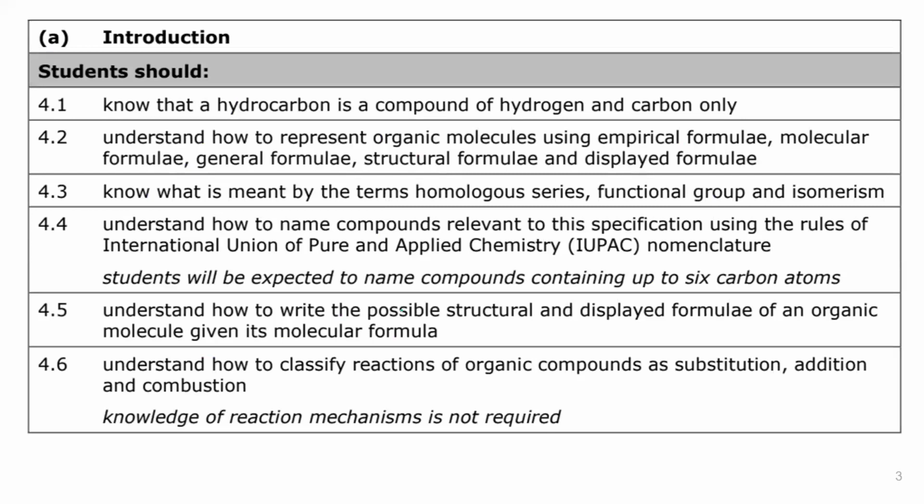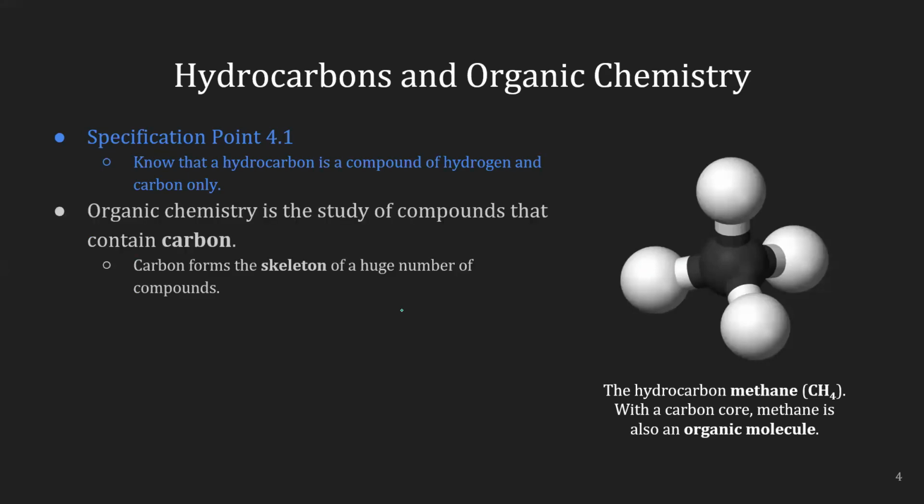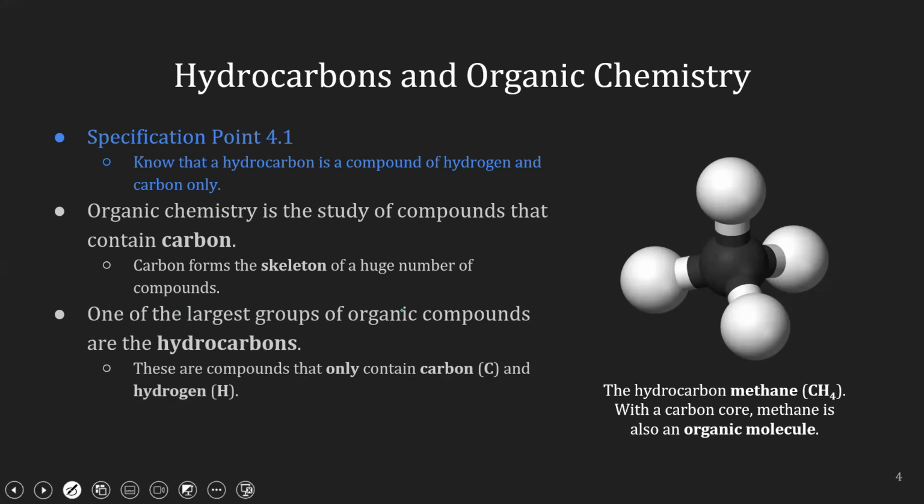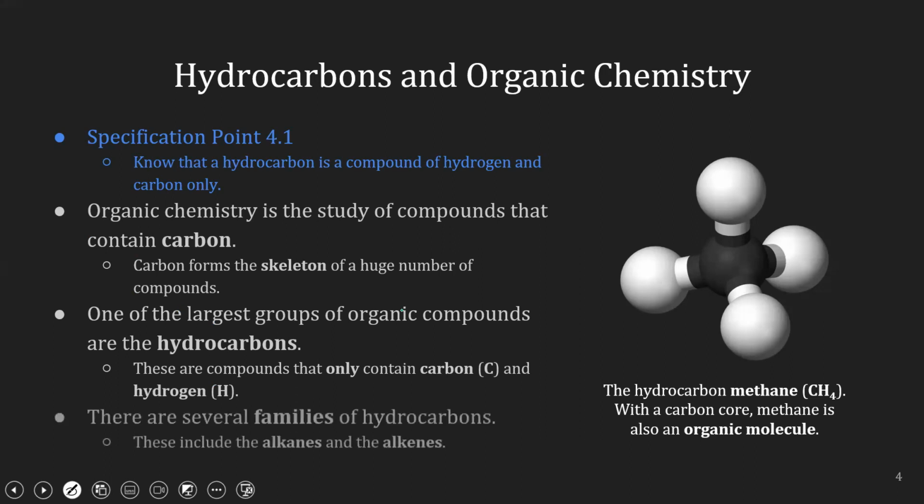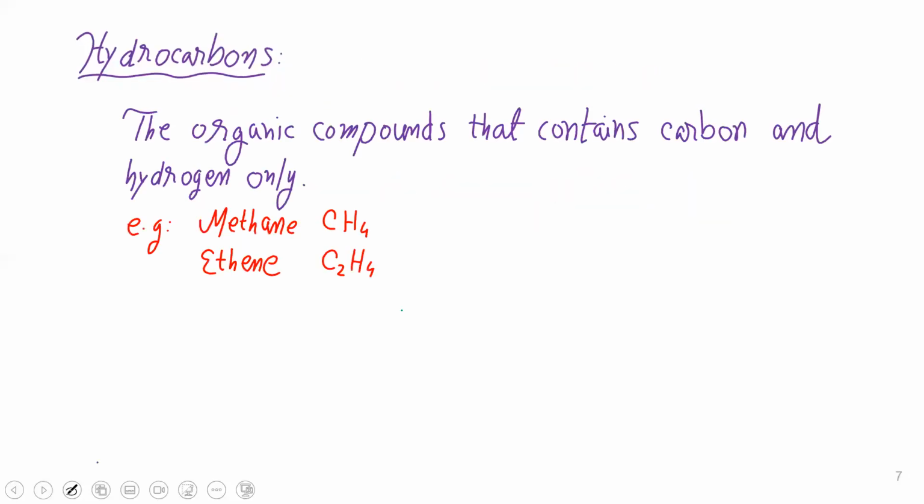The syllabus for the first part, the introduction part, is here, and we start with the concept that organic chemistry is the study of compounds that contain carbon. Carbon is the source of organic compounds. Other elements also make compounds, but carbon can make a huge number of compounds, so they separated carbon and made a separate branch. There are different families of hydrocarbons: alkanes, alkenes, and we made the definition of hydrocarbons.